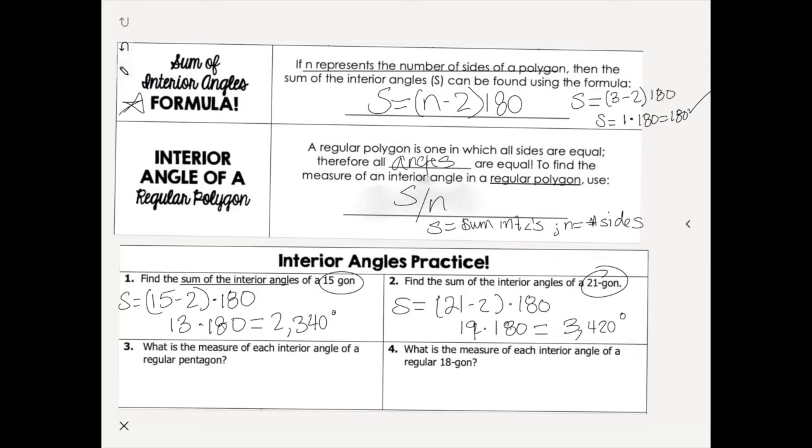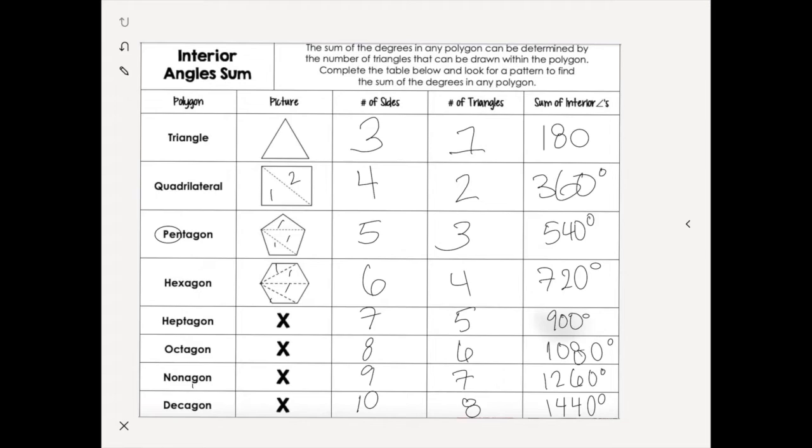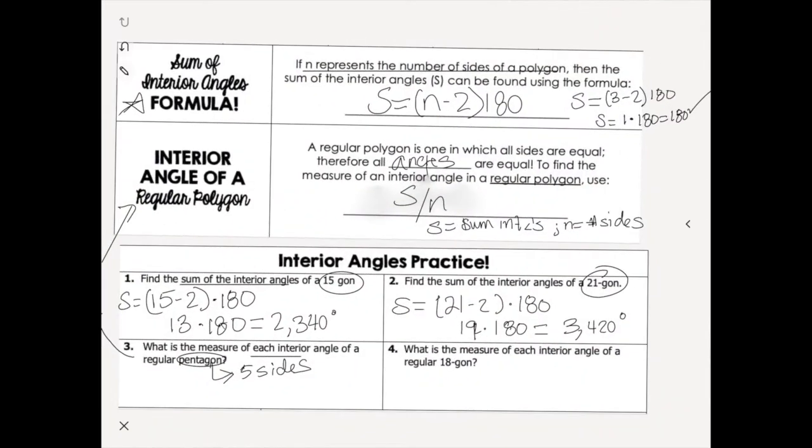Number 3 says, what is the measure of each interior angle of a regular pentagon? So we're going to use this formula, where S is the sum of the interior angles and N is the number of sides. It says pentagon. A pentagon is a 5-sided figure, so we're going to write 5 sides. And if we go back to our chart that we were using earlier, we see that for a 5-sided figure, the sum of the interior angles is 540 degrees. So we're simply going to do 540 divided by 5, and that is equal to 108 degrees.